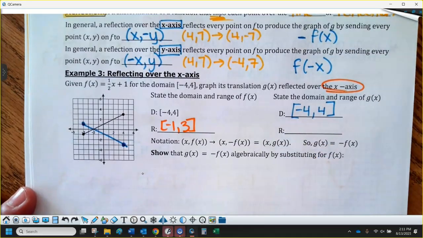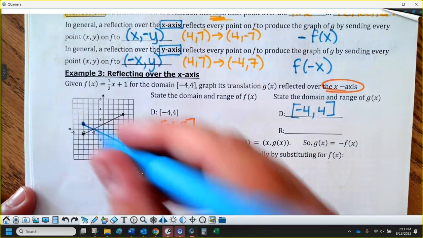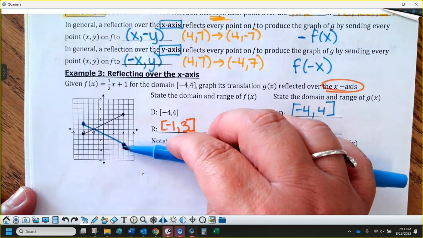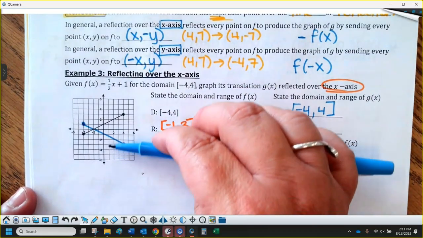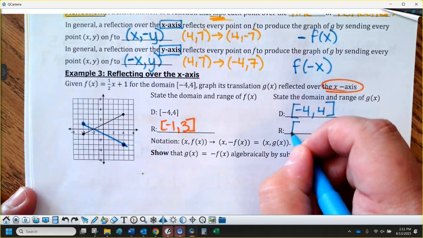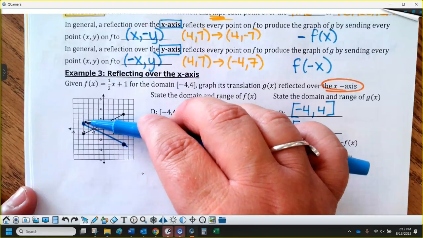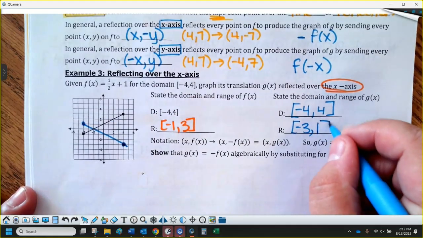The range changes though, because now, sorry, I got a little carried away and drew outside that point. The range changes because this goes down a little bit further. So my lowest y value now is negative 3. And my highest y value is going to be this point right here that has a y value of 1. So it does change the range.